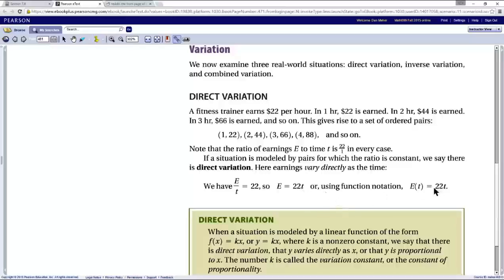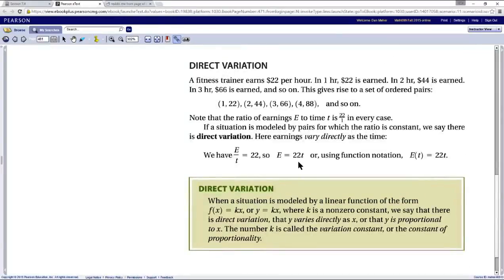We can also put this in function notation, where the earnings function over time, I'd plug in time t here. I would take this output model here. This machine basically takes 22 times whatever number I put in for time. Okay. Well, that's a direct variation, and they're going to start talking about some terminology and those kinds of things.